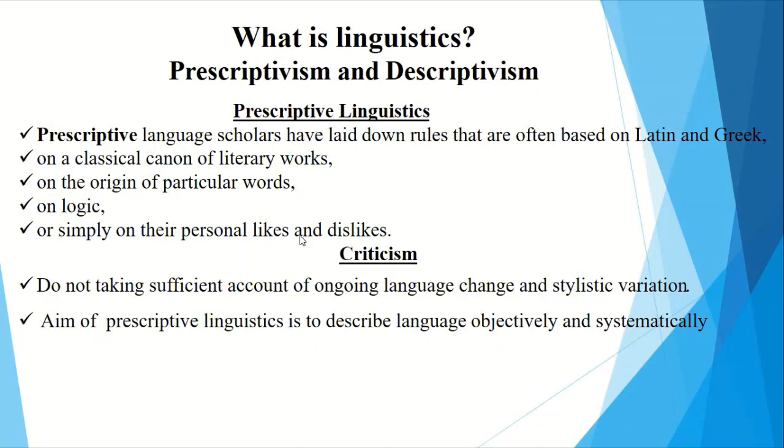The criticism of this school of thought is that they do not take sufficient account of ongoing language change and stylistic variation. The aim of prescriptive linguistics is to describe language objectively and systematically. So changes in language and variation are not important or significant according to prescriptive linguists.